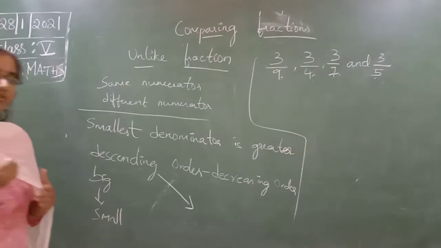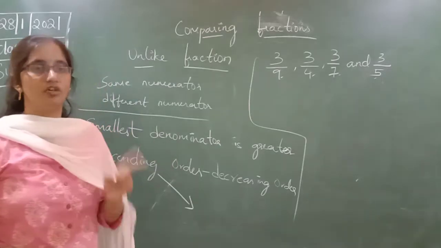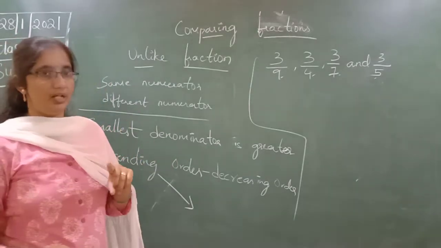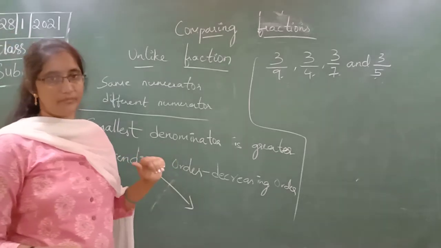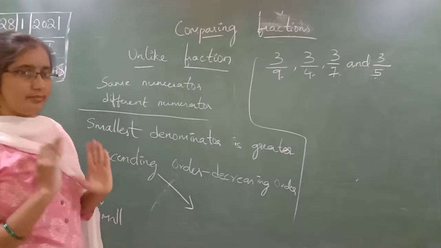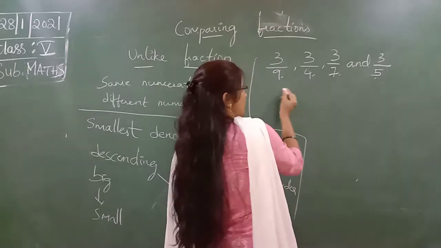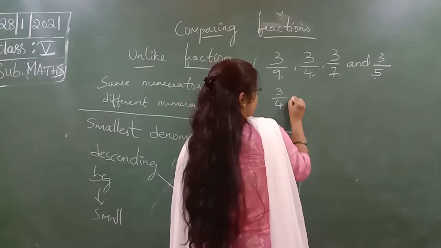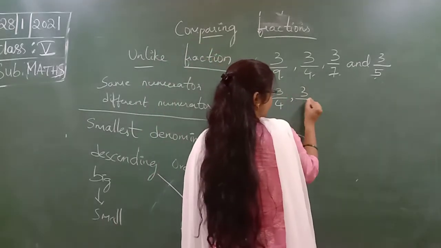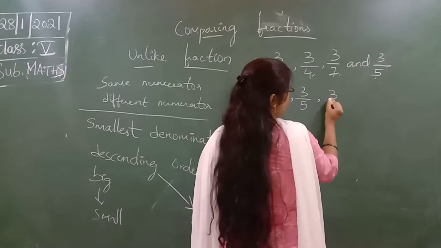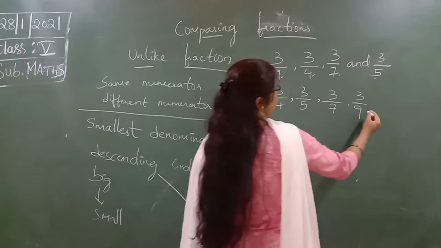In the previous case, when denominators were the same, we compared the numerators. Now we have to compare the denominators. When you compare the denominators, the smallest denominator is the greater. First we put the greatest: which one is the smallest denominator among these? 4. So 3 by 4 is greater than all. Next smallest, 3 by 5, 3 by 7, 3 by 9.